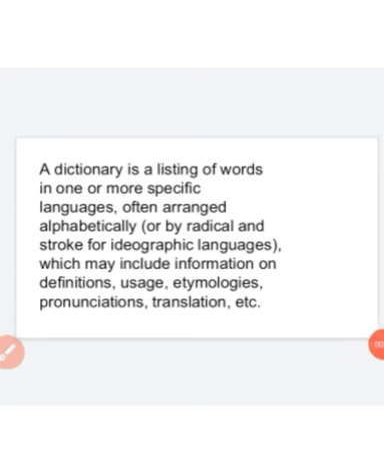Of all the conventional resources, the first one that we have to study is the dictionary. A dictionary is basically a listing of words in one or more specific languages, often arranged alphabetically. Normally, it is arranged in alphabetical order, and may include information on definition, usage, and etymologies. Etymologies means the origin of the word. Definition means what exactly you mean by that particular word.